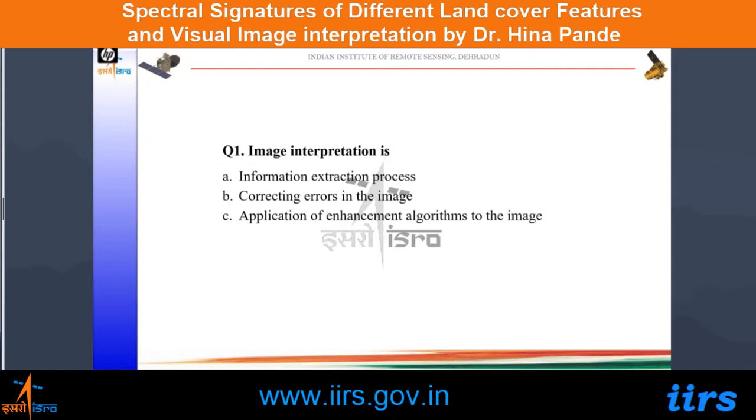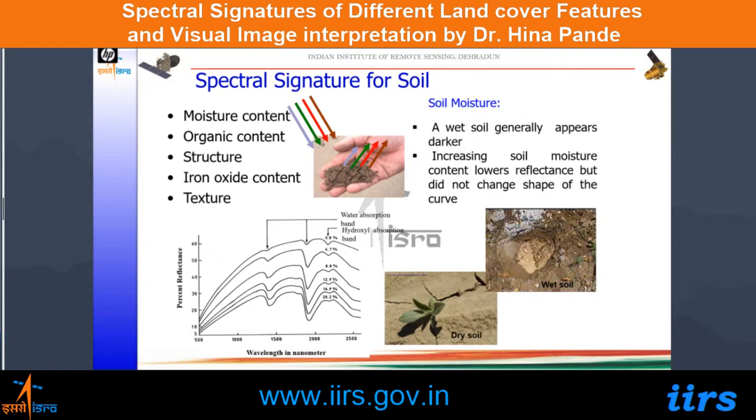Then we come to soil. Similarly, the characteristics of the spectral reflectance curve of soil are affected by moisture content. That is, wet soil generally appears darker. So increasing soil moisture will lower spectral reflectance, right?